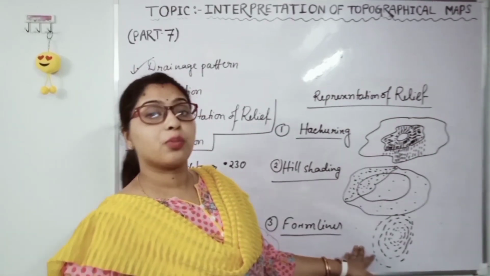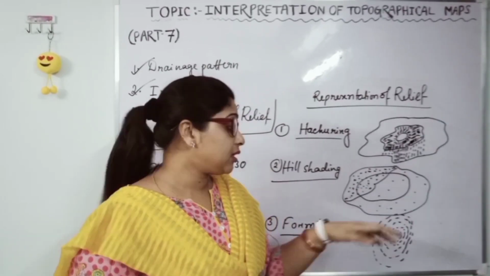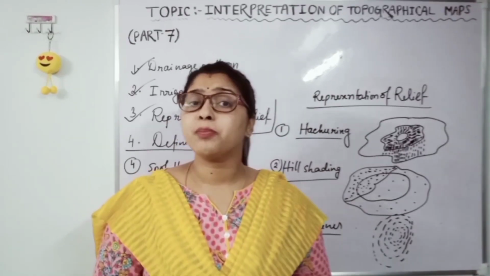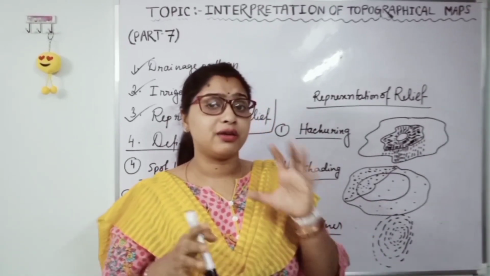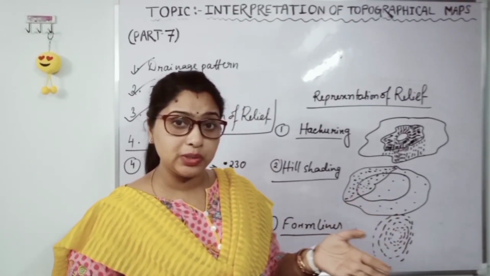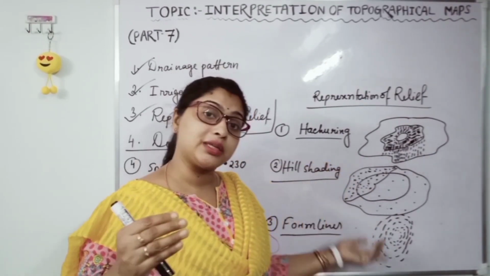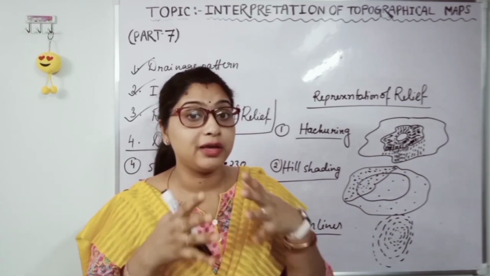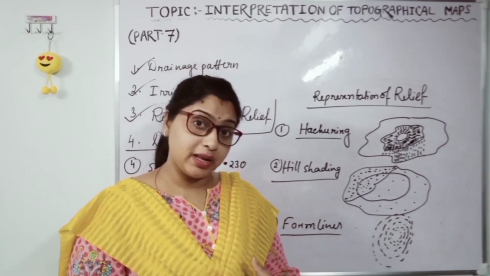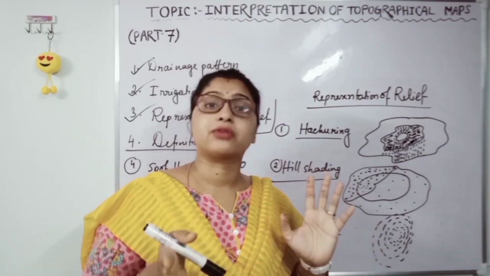Third is form lines. Form lines are one type of contour, but a broken contour. This broken contour is used in some cases to show height, but it has a problem because we can't get the definite or perfect height of that area. Actually, contours join places having the same height above sea level, but a form line never tells us the definite height of that area, and it is not suitable for areas having complicated relief.